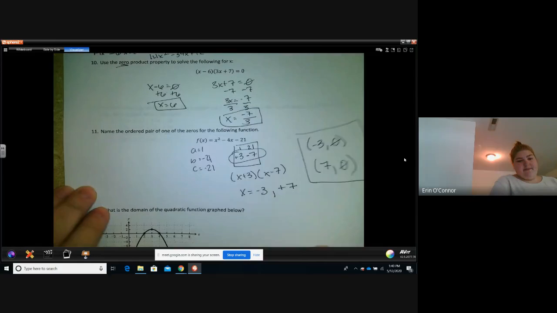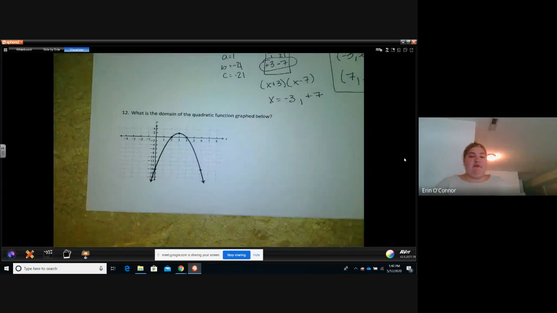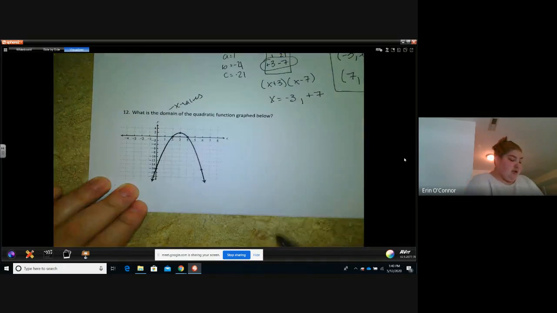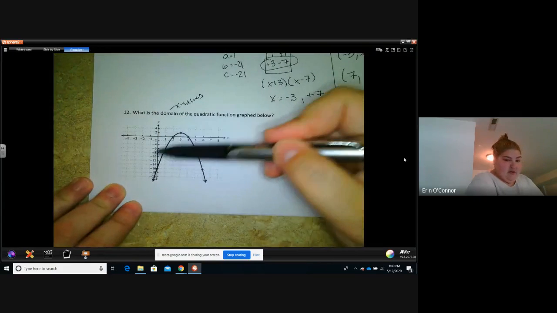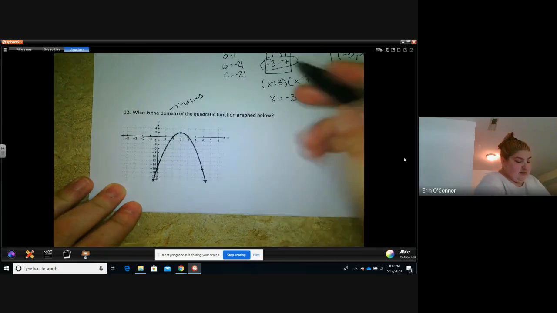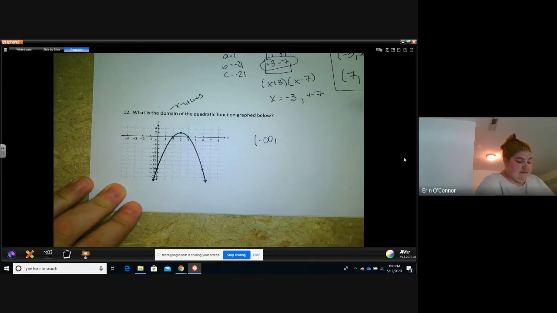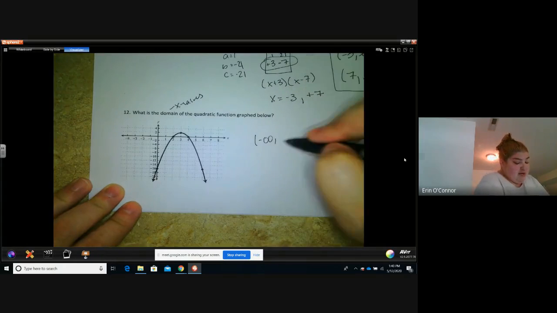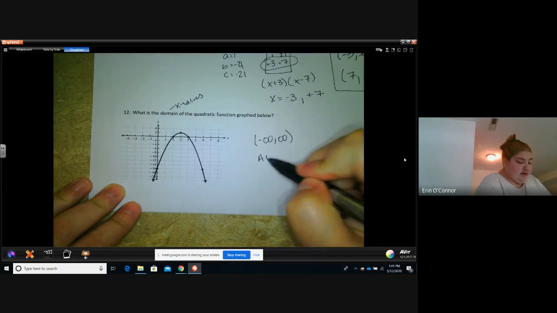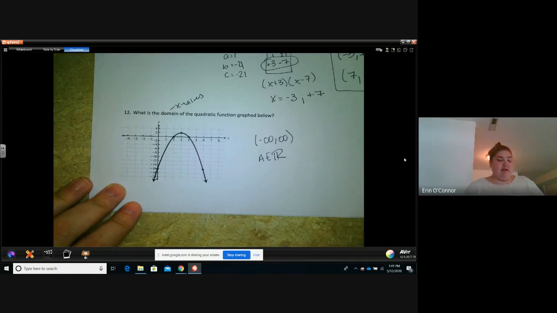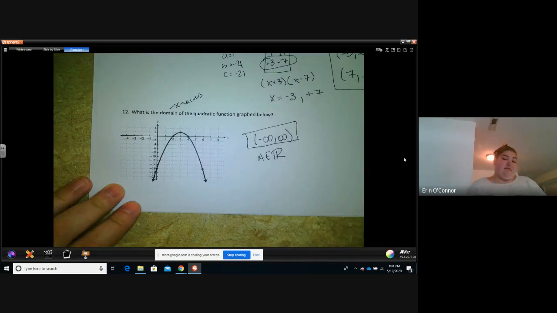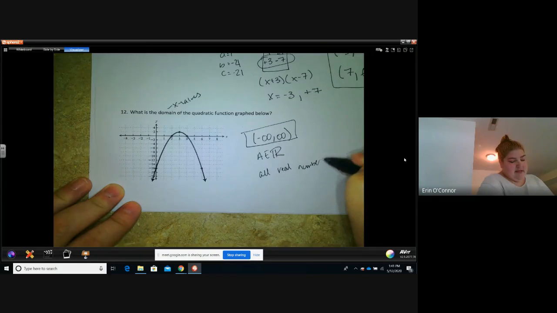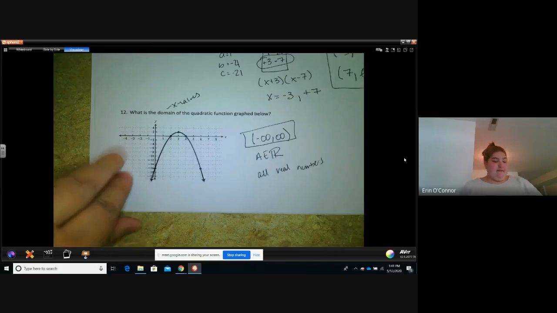Okay, next one. What is the domain of the quadratic function graph below? Remember, domain means x values. So what's the furthest left this can go? Well, this arrow goes to the left forever, so that's going to be negative infinity. And what's the furthest right this can go? Well, that arrow goes forever, so positive infinity. You might also write this as all real numbers. Either way is fine, but the domain, if you have to write it out, is all real numbers written like that.